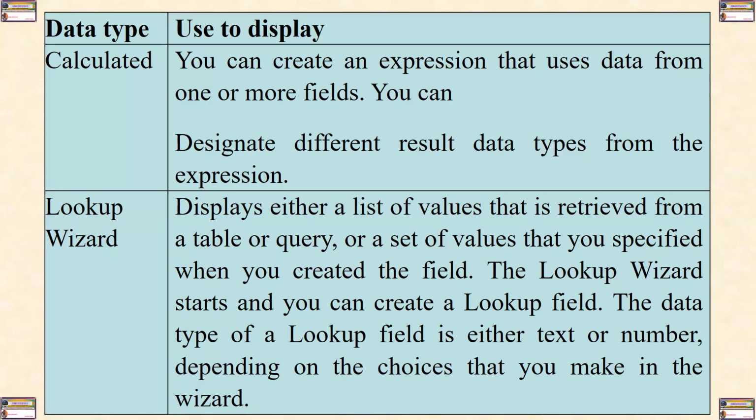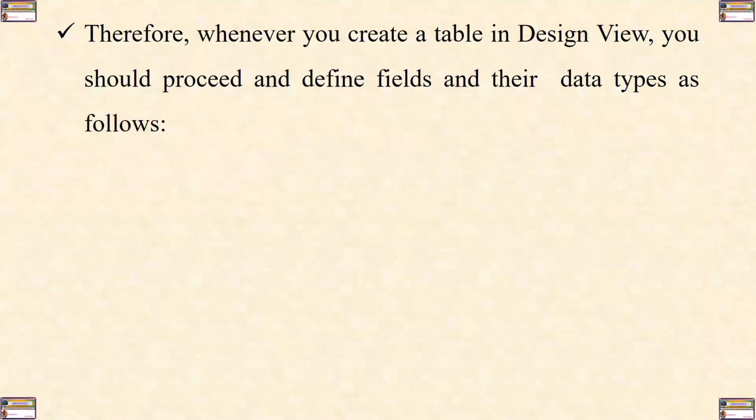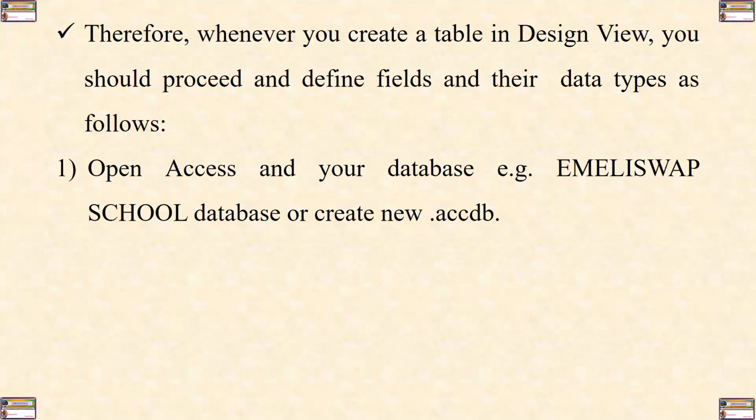The last data type is called the lookup wizard. It is used to display either a list of values that is retrieved from a table or a query, or a set of values that you specified when you created the field. The lookup wizard starts, and you can create a lookup field. The data type of a lookup field is either text or a number, depending on the choices that you make in the wizard. Therefore, whenever you create a table in Design View, you should proceed and define the fields and their data types as follows.